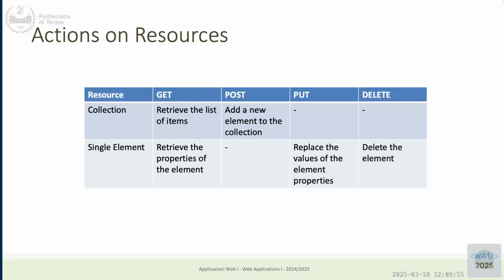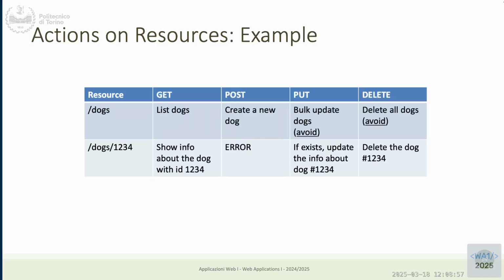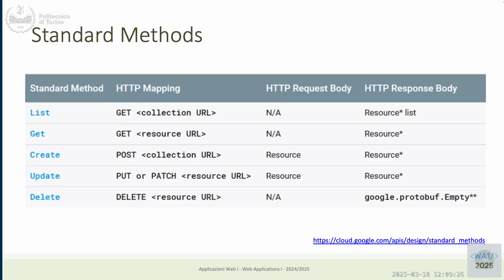Okay? So we can imagine mapping this to, say, a database about dogs, for example, where depending on the URL, whether the URL represents a collection or a single item, we will do different operations. So we can decide on a vocabulary of operations that we need to support in our application.